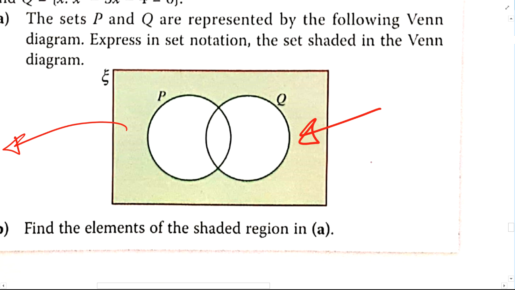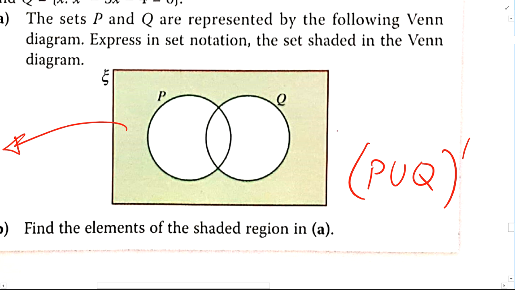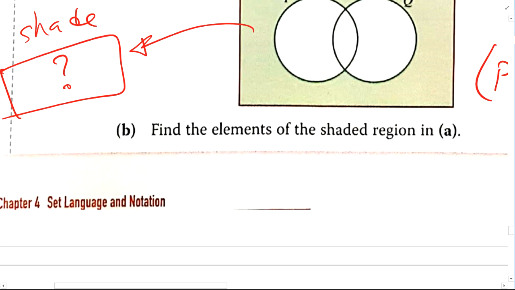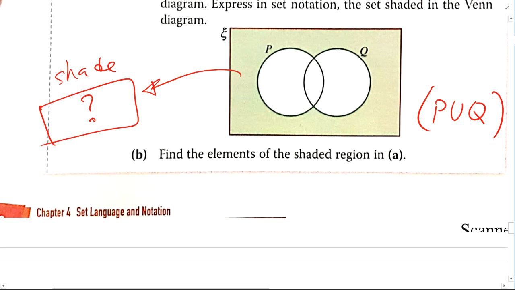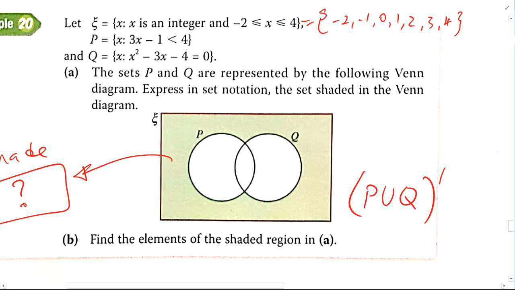Is it bracket something complement? You're right. It is something like this. What is inside? P, then P union Q. Can you see that? Yeah, you are expected to be able to do this. Okay, this is the complement of P union Q. Okay, so find the elements of the shaded region in A. So all we need to do is to solve the inequality. Let us find out what is inside P. So inside P, you've got 3x minus 1 is less than 4.